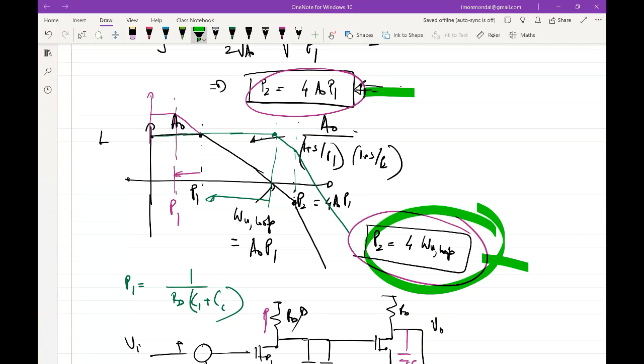So then a framework is necessary to analyze what's going to happen if an open loop system with so many poles and zeros is put in negative feedback. So we'll see that in the next class. Okay, let's stop here.